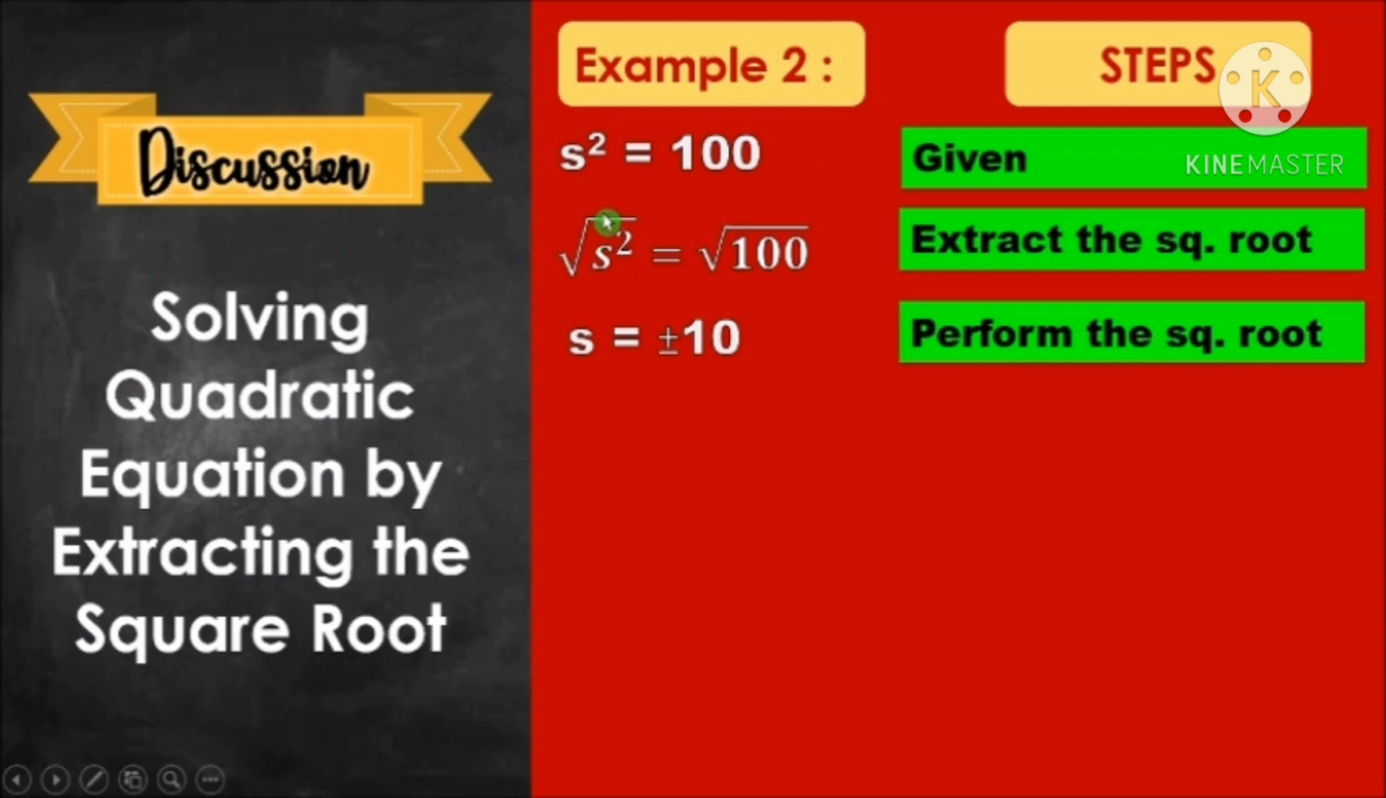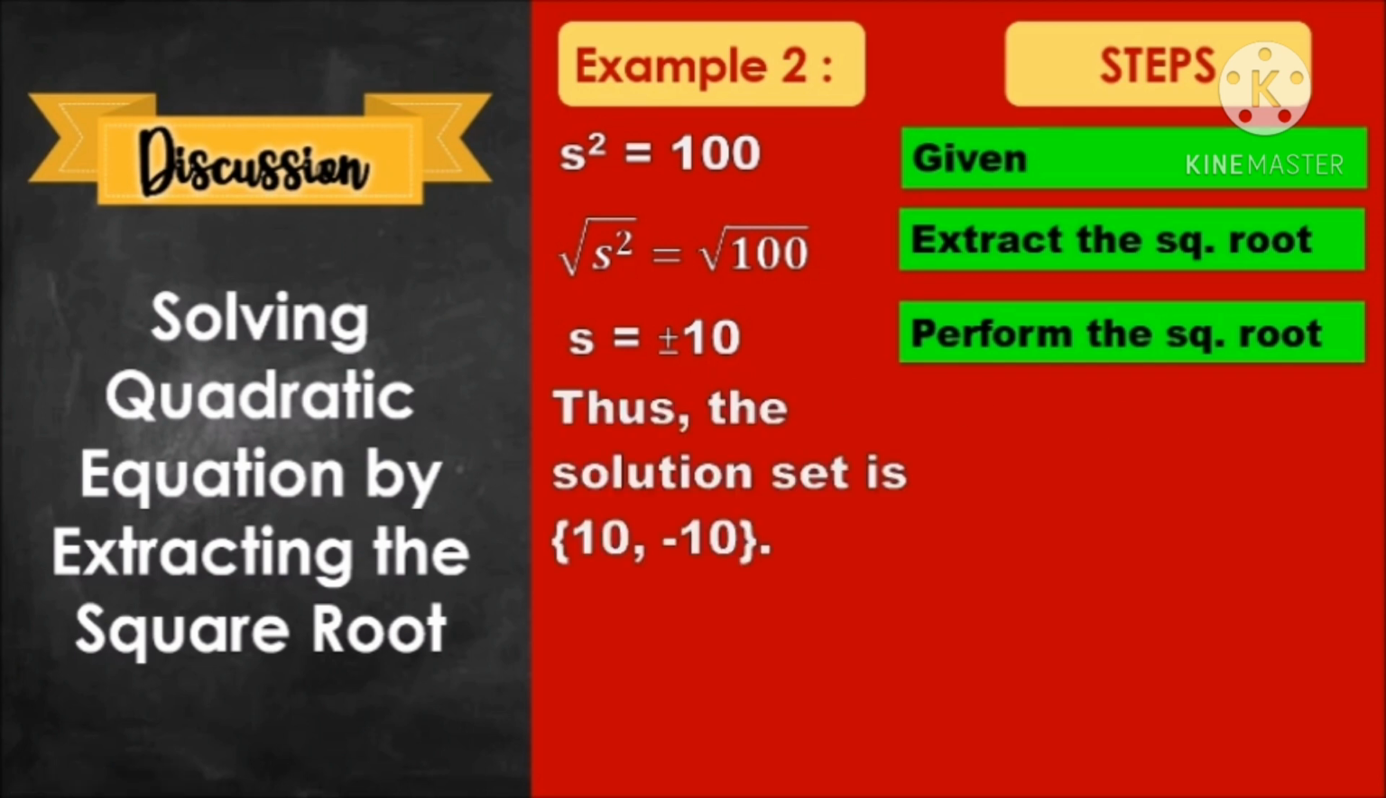Square root of s squared, simply cancel the square and the square root, and that is s equals plus or minus square root of 100 is 10 base doon sa listahan na ipinakita kanina, at huwag kakalimutan na lagyan ng plus minus. And therefore, we can now have the answer. The solution set for the problem is 10 and negative 10.